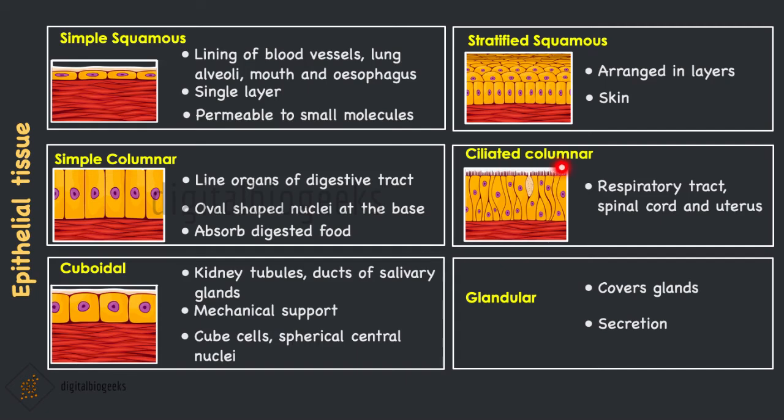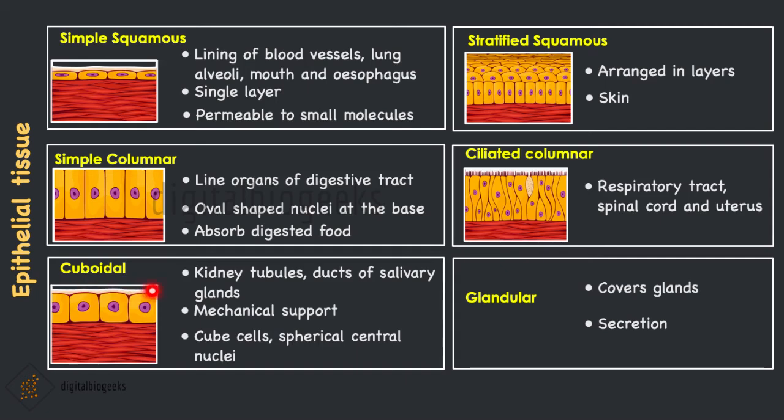Next, ciliated columnar epithelium. It is present in the upper respiratory tract, central part of spinal cord and uterus. They are columnar epithelial cells with cilia. You can see the small hair-like projections. These are called the cilia and they can move. These ciliary movements move mucus and other substances in the respiratory tract.